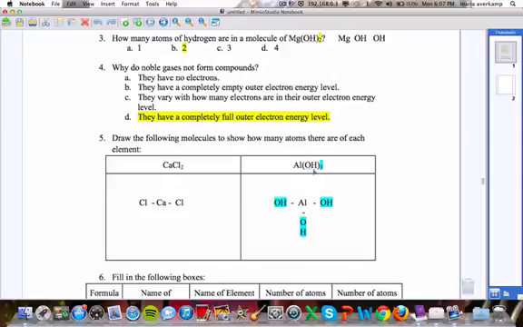Aluminum oxide hydroxide is a little more complicated. Aluminum is by itself, so that means there's only one single aluminum atom. Again, the OH is in parentheses, so underline that. Basically, the outside subscript of 3 tells me I'm going to have 3 OHs branching off of that aluminum.